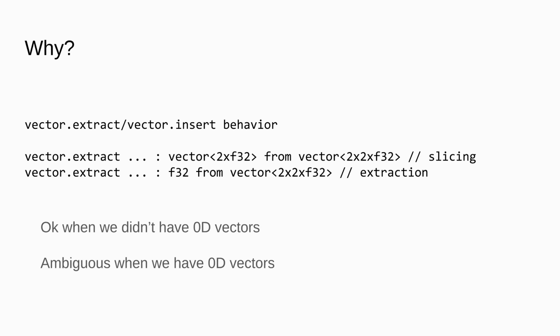But when we have 0D vectors, it's not really clear what we should extract. Like, should it have slicing behavior or should it have extraction behavior when you ask for a single element? There's Omar, yeah. Can I ask a clarifying question?